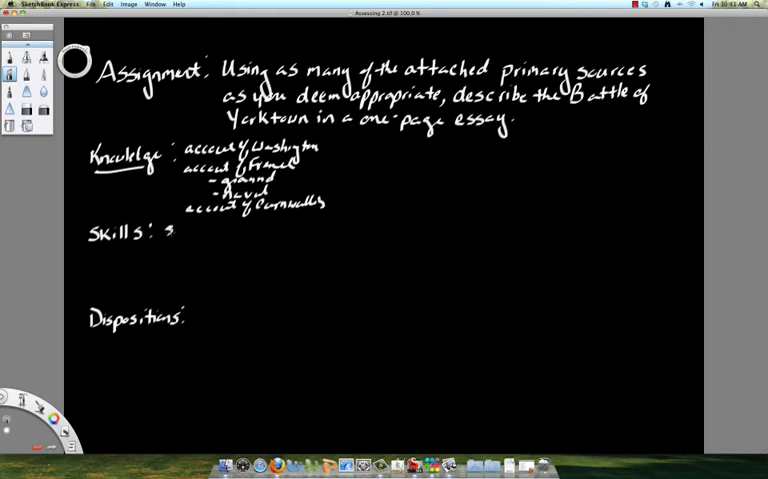As for skills, I'm really interested in, 1, their ability to source. Really figuring out, using these primary sources, who wrote what, when, why, and then corroboration. As a social studies skill, it's really important for students to be able to look at multiple primary sources and figure out who's talking about the same thing, where there are contradictions, and why they might be. And then for dispositions, as a good social studies student, I'm really interested in trying to measure or assess how carefully they considered the text.